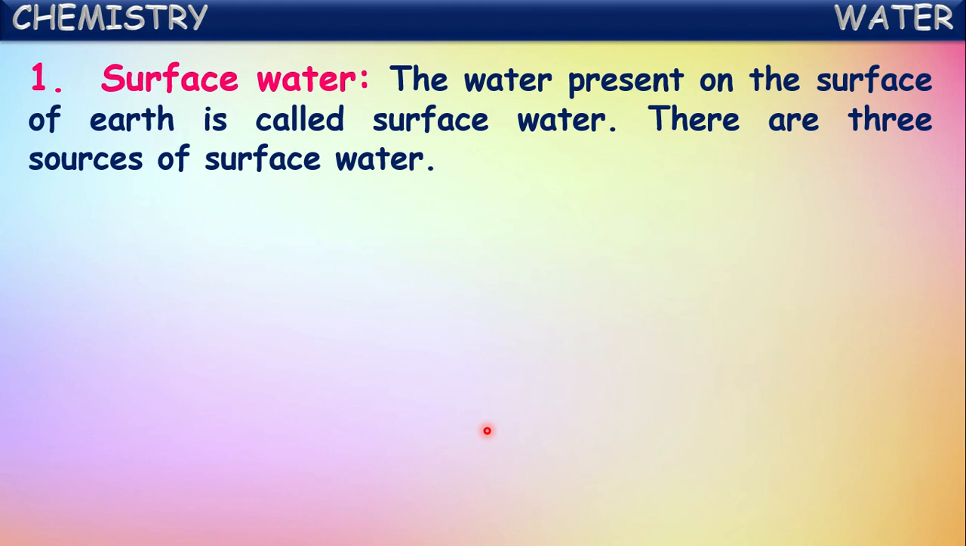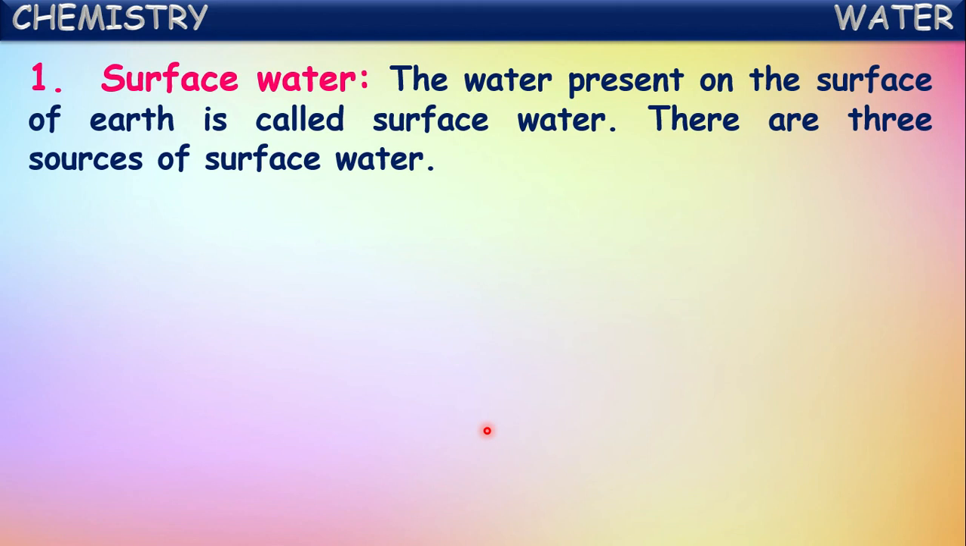The water present on the surface of the earth is called surface water. There are three main sources for this surface water. If the water is present on the surface of the earth, then it is called surface water. Examples: rivers, lakes, oceans, ponds, seas. In these all, water is present on the surface of the earth. So we can call these all the surface water.